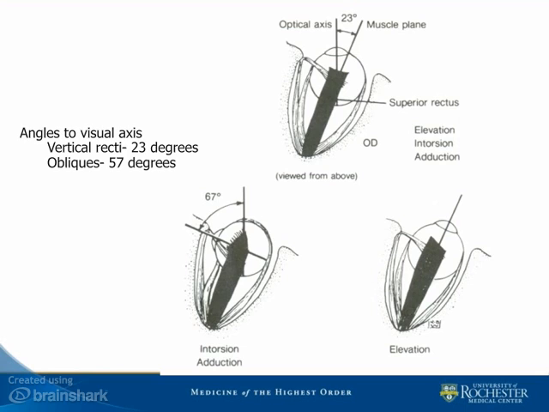This slide is demonstrating that the vertical recti cross over the optical axis at an angle of about 23 degrees. So when the eye is in slight abduction, or slightly turned out, the vertical muscles act as pure elevators or depressors because the optical axis will be in line with the muscle plane. If the eye is able to adduct completely to 67 degrees, then those muscles act as pure torters. They rotate the globe about the anterior-posterior axis.